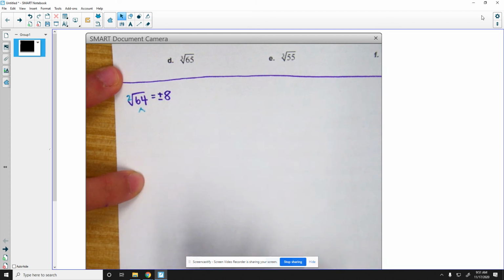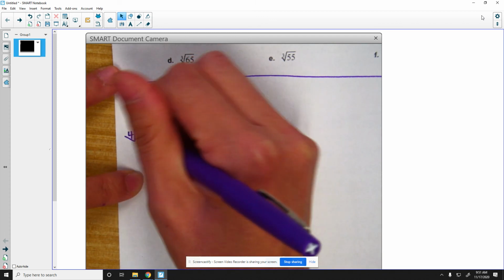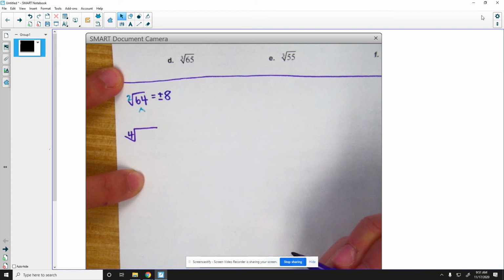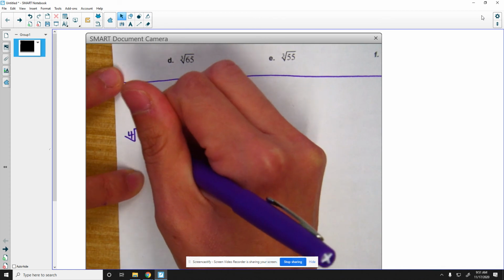Okay, so let's do this one. The fourth root, so the fourth root of 256.